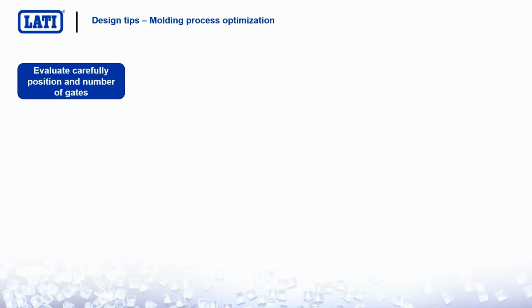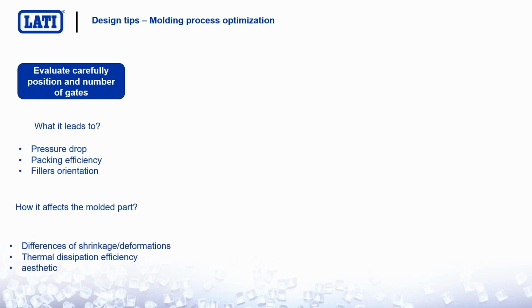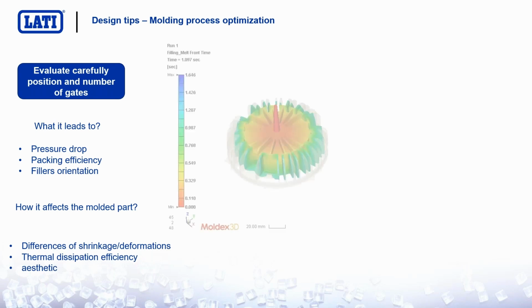And then another point is to evaluate carefully where to place the gates and their number. Indeed, a different position and different numbers of gates may lead to different results in terms of shrinkage and different deformations of the molded parts, because it has an impact on the packing efficiency, on the pressure drop, and so on.